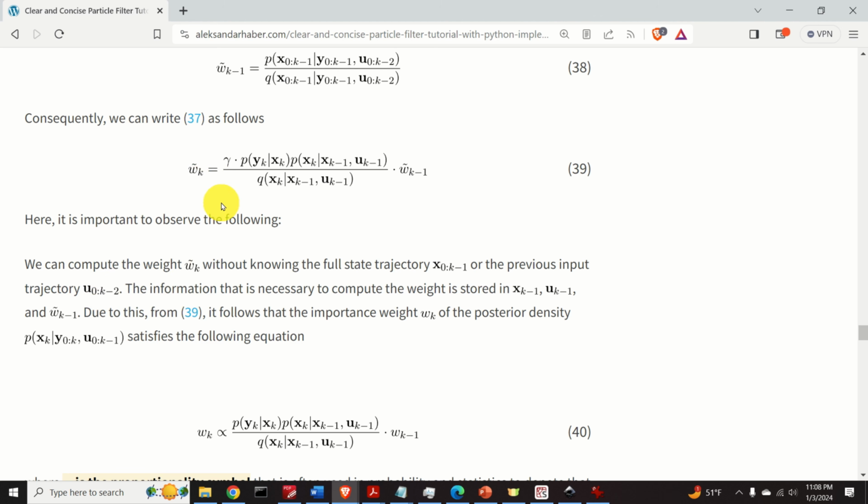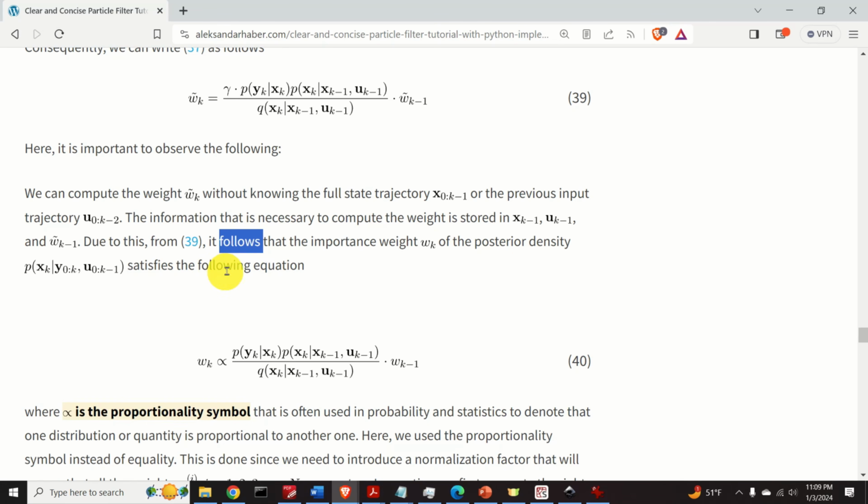The information that is necessary to compute the weight is stored in the vector yk, in the vector xk, in the vector xk minus 1, in the vector uk minus 1, and in this weight wk minus 1 tilde. Due to this, from this equation, it follows that the importance weight wk of the original posterior density, denoted like this, satisfies this equation. That is, wk is proportional to the term on the right hand side.